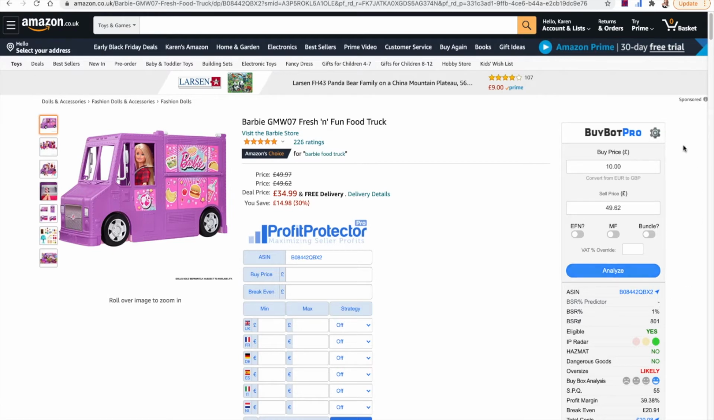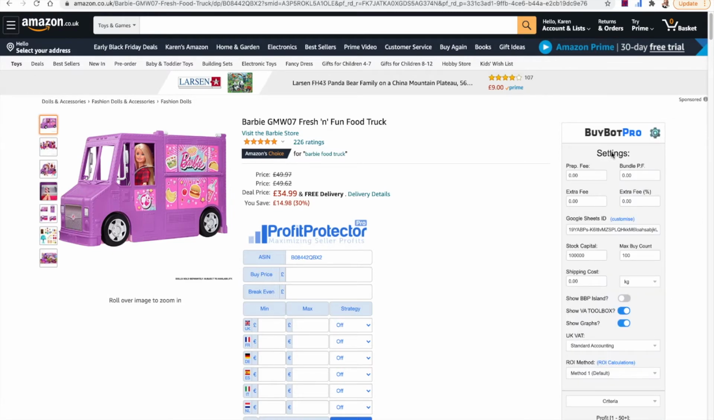Okay, so if you go into your settings panel, you can see here the stock capital and the max buy count. Now both of these are connected with the suggested purchase quantity. In the stock capital, you put in how much money you've got to spend on stock, because that will help BuyBotPro know how many you should buy of any one product. And it will never suggest you spend more than 10% of your budget on any one product, because it's a much better strategy when you're doing online arbitrage to spread your risk across different products. So you don't have all your eggs in one basket, because that's not a sensible strategy to use.